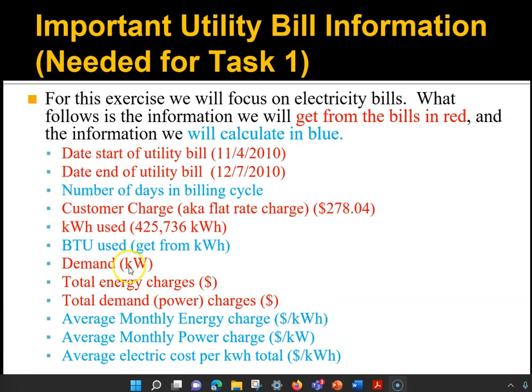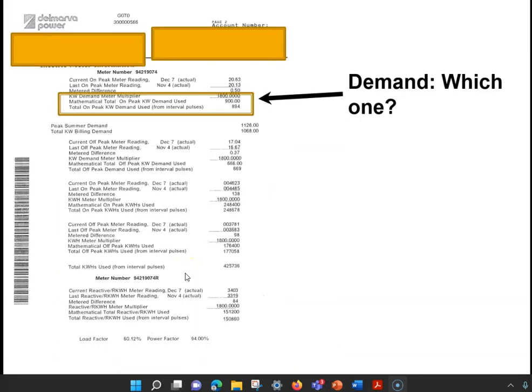And then we have demand. So remember, kilowatt hours used, that's our energy use. Demand is our power use. Okay, so that's our peak demand. Most of the time, the peak demand is based on, remember, the single highest 15 minutes of power use for the entire month. Okay, so let's take a look at a bill here.